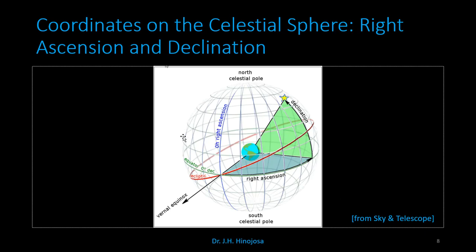Since we have 24 hours in a day, we divide up the entire circle, which is 360 degrees, into 24 hours. So we see that 1 hour corresponds to 15 degrees. So we would have 1 hour of right ascension, 2 hours, and right ascension is measured to the east.